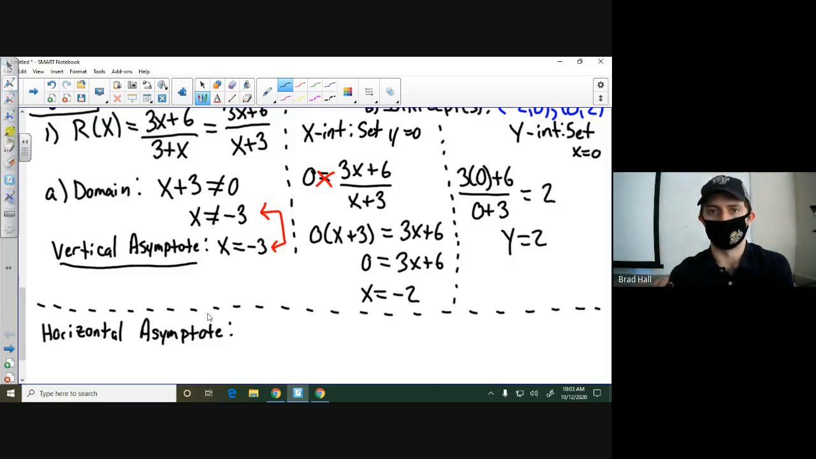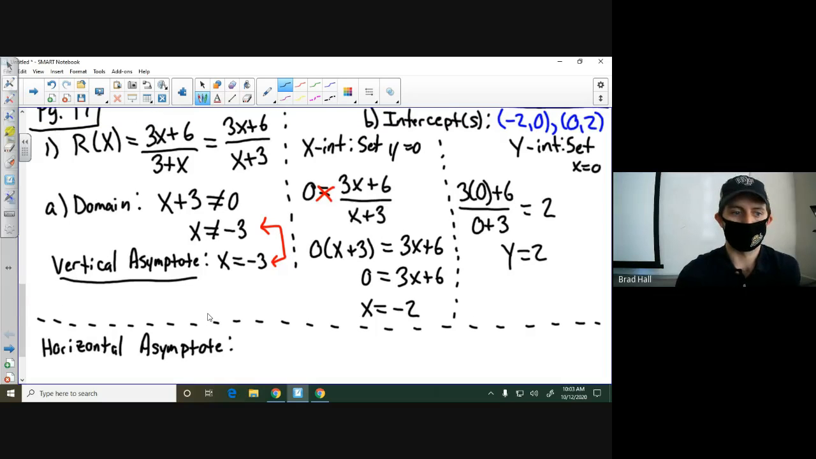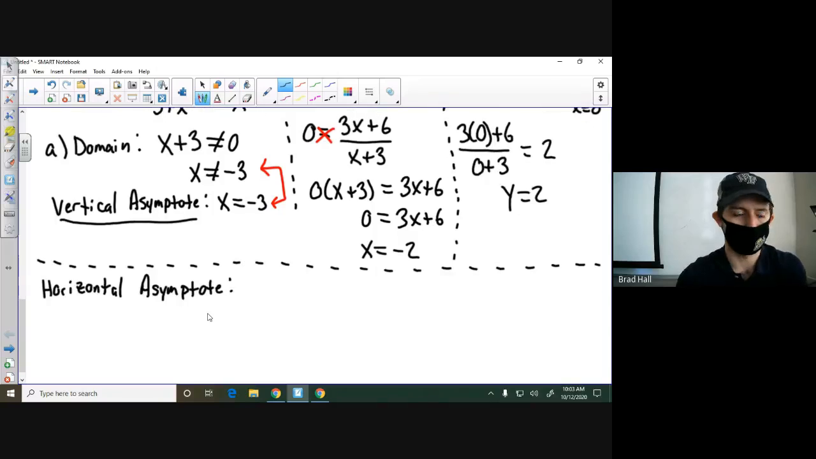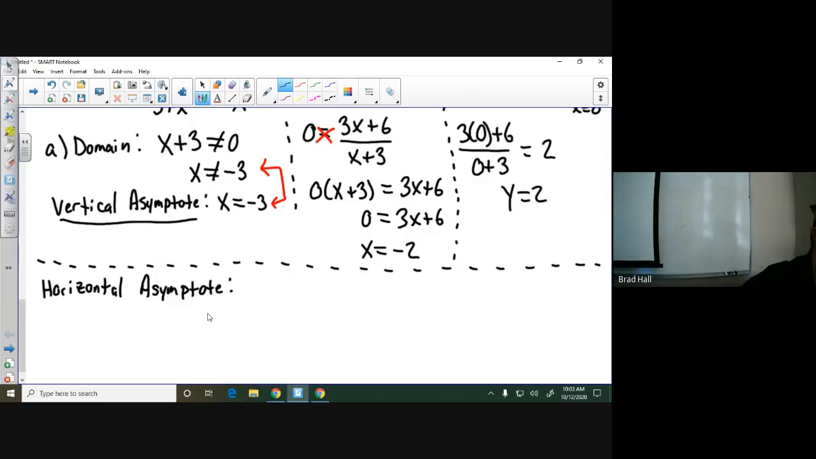So in the video, I do mention 3 criteria for how to determine the horizontal asymptote. And all of these criteria, you pick one depending on how the degree of the numerator and the denominator correspond to one another. So what I want to do, I'm going to go ahead and rewrite the function down here.